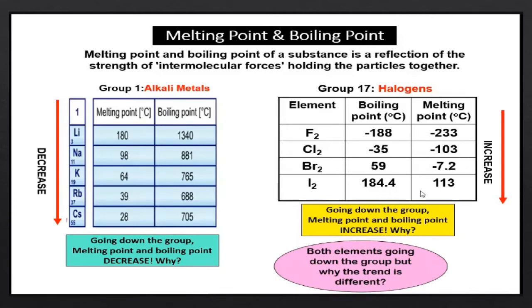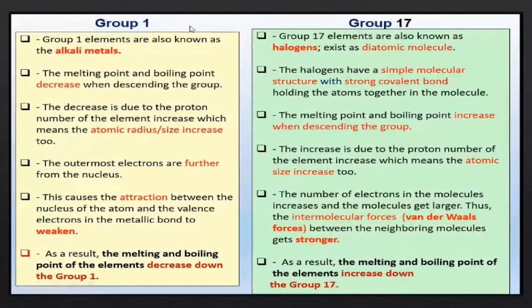But in this case, group 1 is metal, group 17 is non-metal, halogen. The structure is different. That's why the trend is different. So we have to be careful when answering this kind of question. You learned this already during secondary school, chapter 4 periodic table. So now we revise a bit. This is a comparison for group 1 and group 17 when going down the group. This is alkali metal, this is halogen, and the structure is different. Group 1 is metal, group 17 is non-metal, halogen.